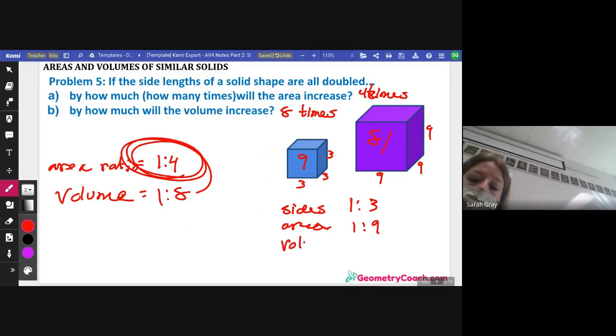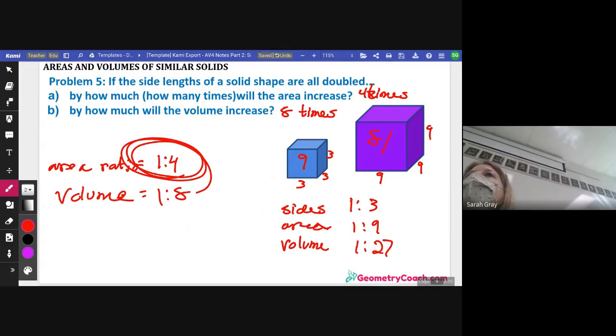And if we do the volume, how many times do we increase by? Kelsey? 27 is correct because it's 3 cubed. So when you double or when you triple the sides, you square that and you get times 9 for the areas. When you double the sides, you square that, you got times 4. So I wanted to show you this one because it's not just timesing by 2, it's squaring.